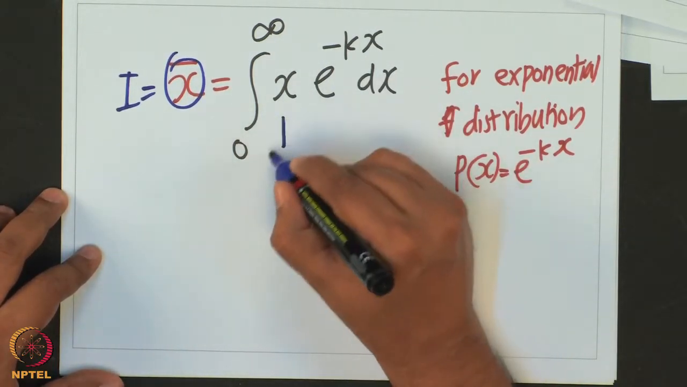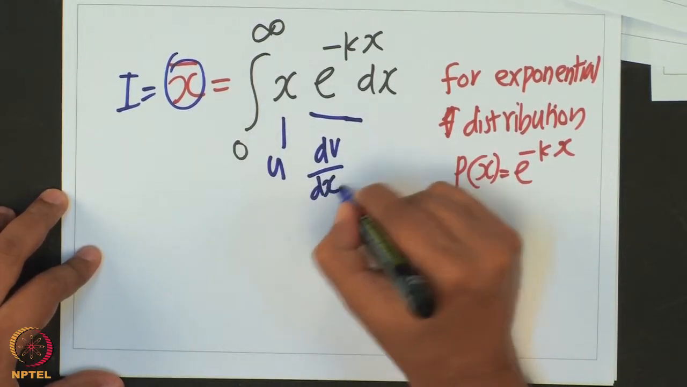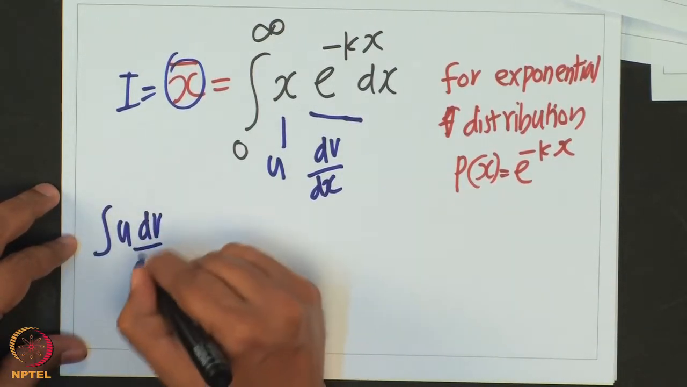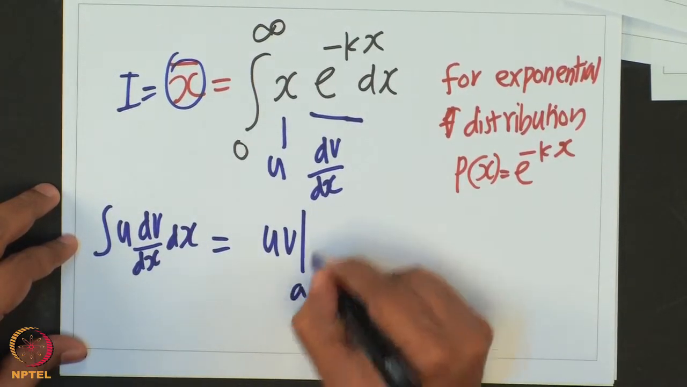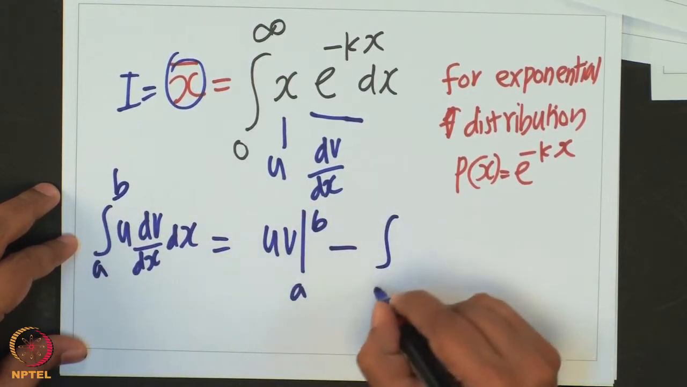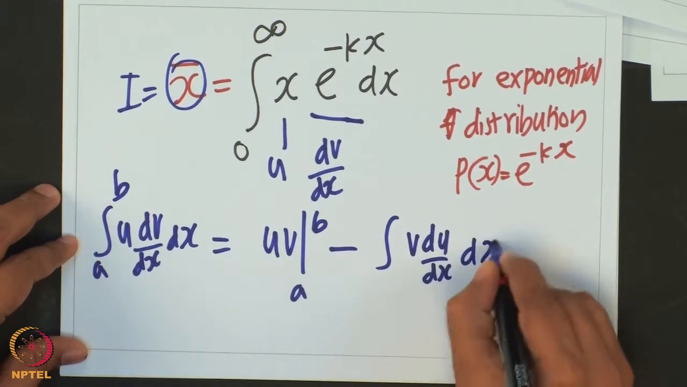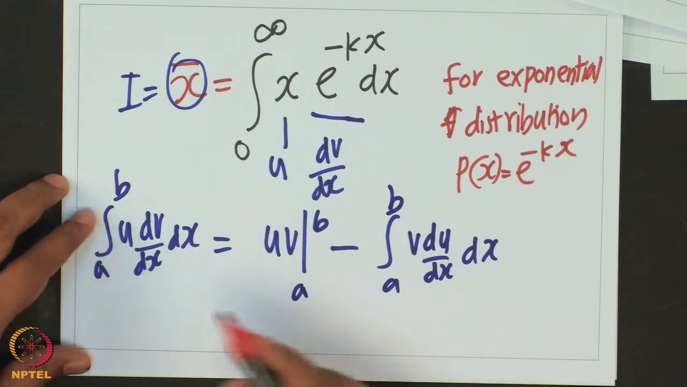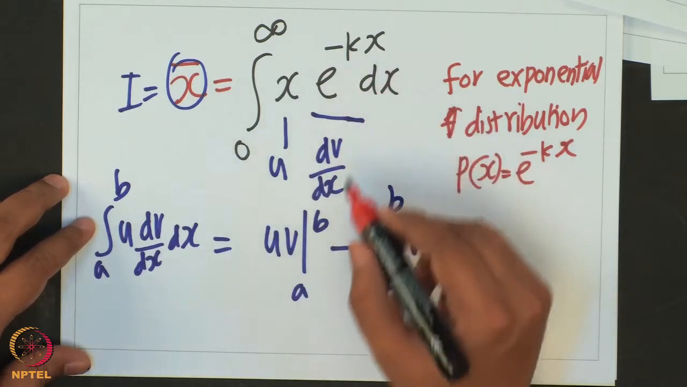So we would take this as u and this as dv by dx. And we said that the integral of u dv by dx is uv in the limit a to b minus the integral of v du in the limit a to b. That's what we have said. So now let us see what is u. So u is x and dv by dx is e power minus kx.